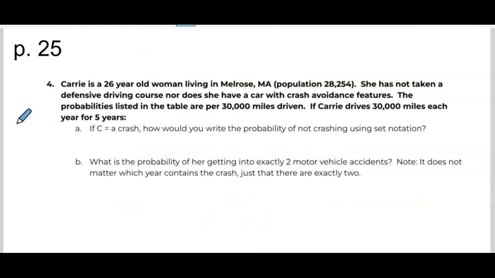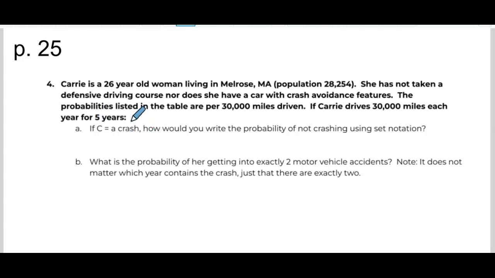All right, last thing here is on page 25. Carrie's a 26-year-old woman. She's living in Melrose, Massachusetts, population 28,254, not taking defensive driving, nor does she have a car with crash avoidance features. Probabilities listed in the table, we already did that, right? So Carrie drives 30,000 miles each year for 5 years. Okay, so let's go through this.